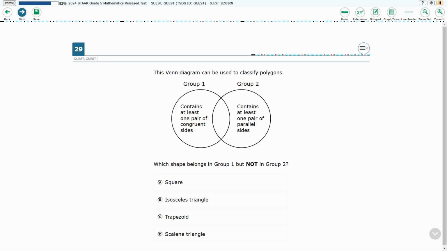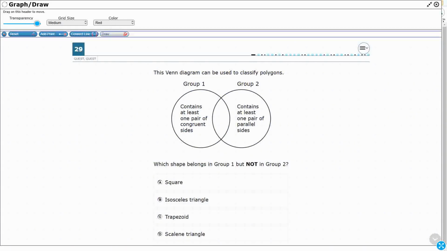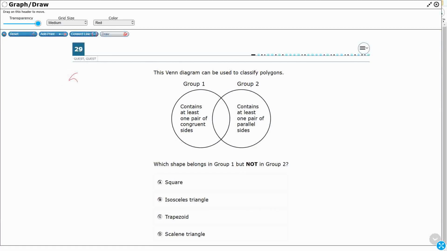For number 29, we are classifying two-dimensional shapes. When you see a Venn diagram, you should be thinking, oh, we're classifying 2D shapes, because it's called for in the standard, which is 5.5a. So we need a shape that does not belong in this blank spot. It's in group 1, but not group 2. So I need a shape that's going to end up over here. So that's a little bit of a trick. Bet you that's going to mess up some of our students.